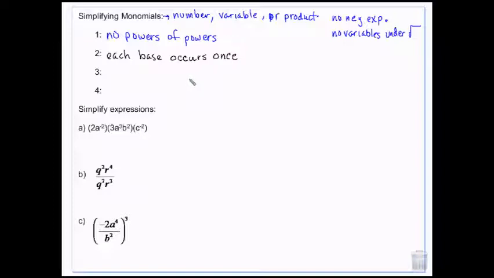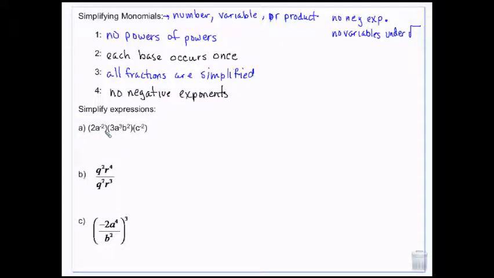Okay, so for a monomial, you'll only see an x one time, or you'll only see a y one time. All fractions are simplified. And there are no negative exponents. So how do we do this?